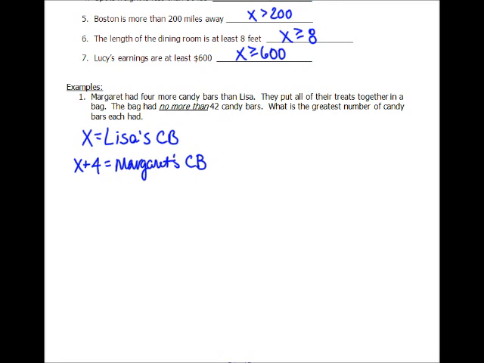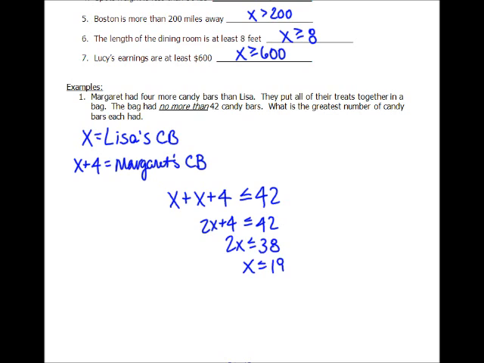They put all of their treats together in the bag. So what does that mean? It means x plus x plus 4 are all in a bag together. The bag had no more than 42. So could it have 42? Yes, but it can't have any more than 42. And then we're going to solve that like we usually solve our inequalities. So 2x plus 4 is less than or equal to 42. 2x is less than or equal to 38, and x is less than or equal to 19.